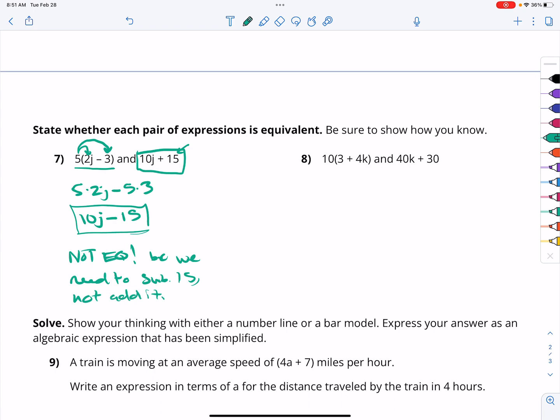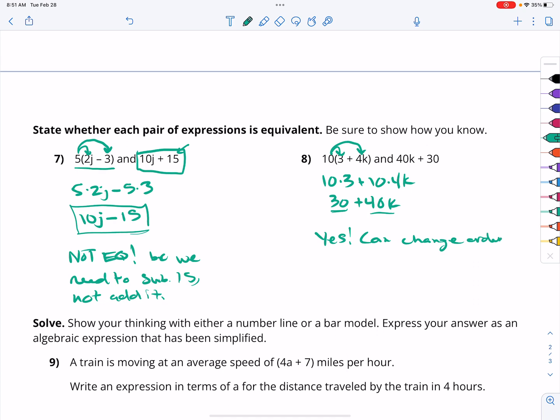All right, so here we go. 8 seems similar. Let's distribute that 10 to both of those terms. So we have 10 times 3 plus 10 times 4k. So we have 30 plus 40k. And we know with addition that you can reverse the order. We can change the order of the terms. And so these are equivalent. Yes, can change order of terms. These are equivalent expressions.